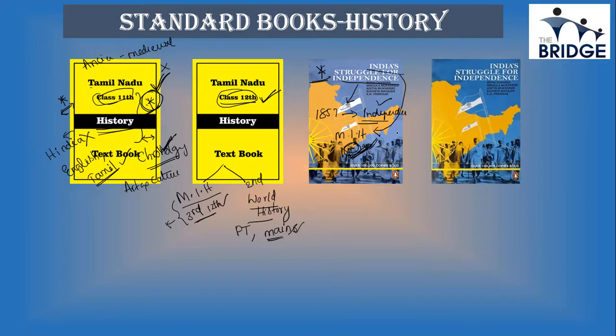Then the second book in this series is India's, sorry, I have added the same book here. The book is not Struggle for Independence, it is Since Independence. The title of the book is India Since Independence. So this book deals with post-independence developments. That is what has happened after independence.